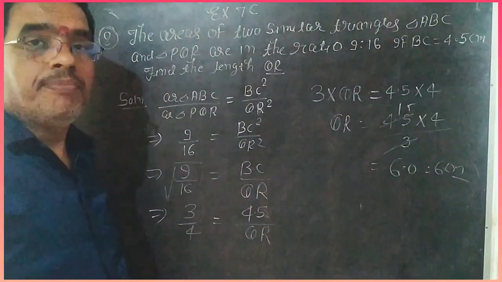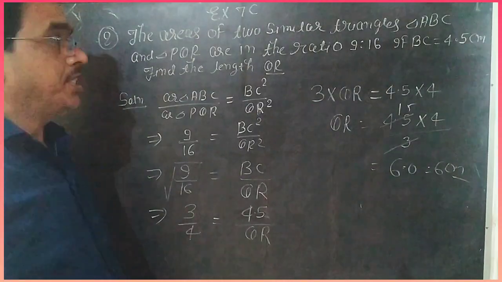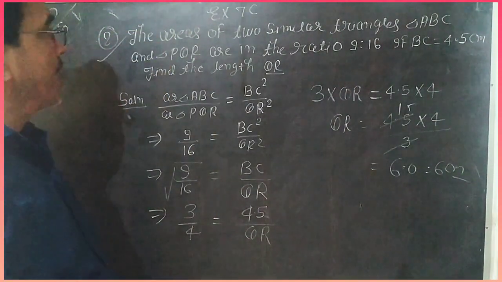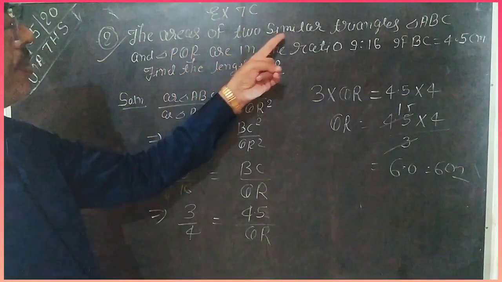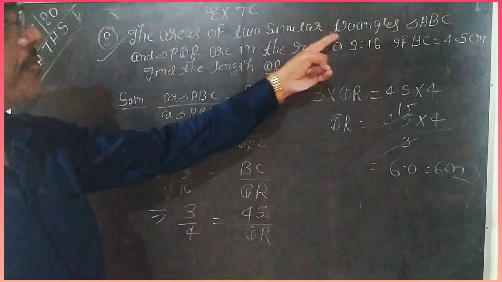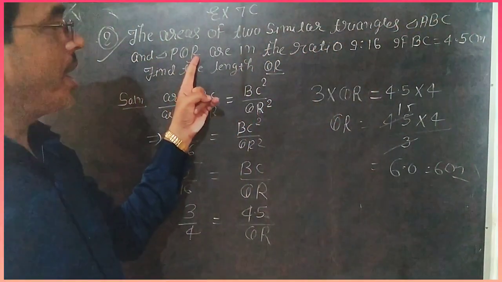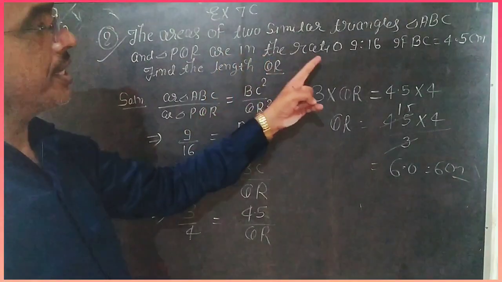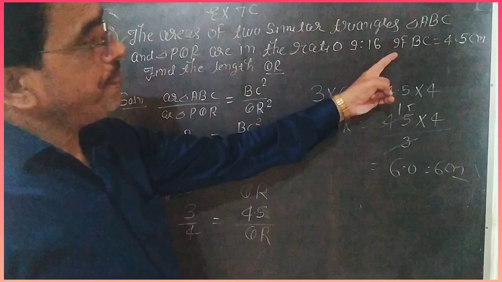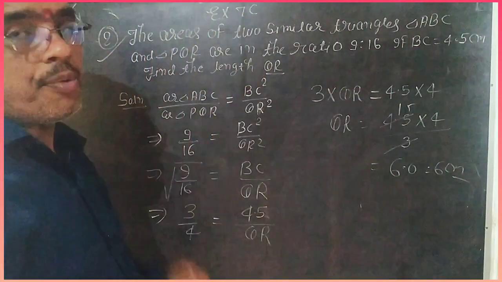Now see some questions of exercise 7C, starting from question number 2. The question is that the areas of two similar triangles, triangle ABC and triangle PQR, are in the ratio 9:16. If BC is equal to 4.5 cm, find the length of QR.